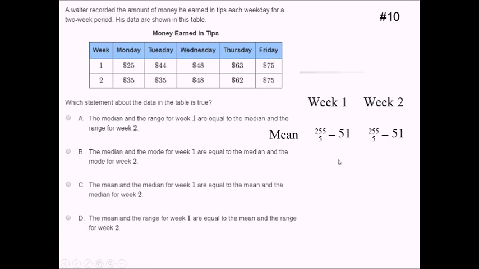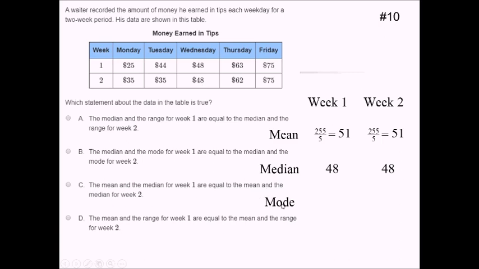Let's keep going here. Let's do median. Now, when you're doing median, that's when you line up all the data items from least to greatest and pick the middle value. Now, the nice thing about this problem is if you actually look at this table, it turns out that he earned progressively more money as the week went on. So these data items actually are already sorted from smallest to greatest. That was so nice of them. So the median for week 1 is going to be 48. The median for week 2 is also 48. Well, that was easy.